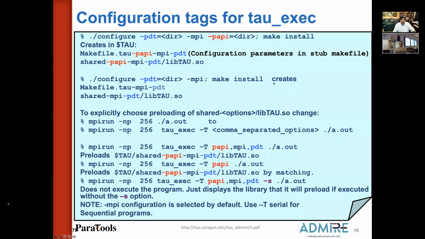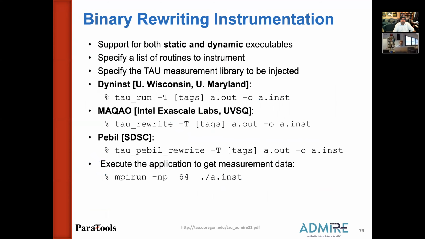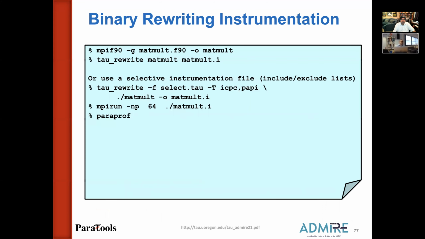Okay. So this is a very important slide. It tells you how you can pick the tags in the configuration of TAU. And the same tags are used for other tools for binary rewriting as well, with a filter file specified like this.